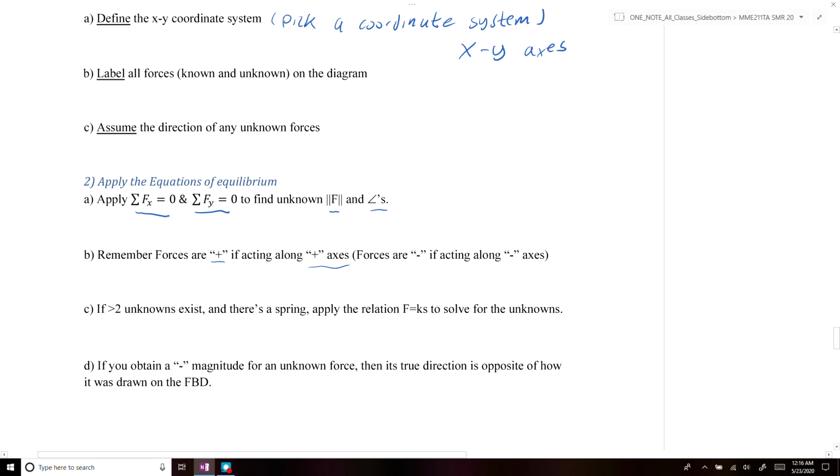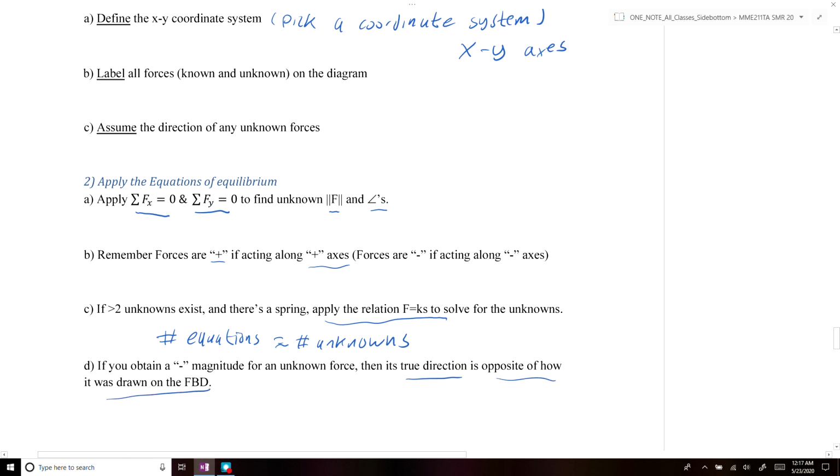Sometimes there may be cases in 2D where you have more than two unknowns, but there's also a spring present. You can apply the additional relationship that force is equal to k delta s to help solve for an additional unknown. You have to make sure that the number of equations equals the number of unknowns, otherwise you can't solve the problem. And the last thing is that you may obtain a negative magnitude for an unknown force. If that's the case, the true direction of the force is opposite of how you drew it on the free body diagram.